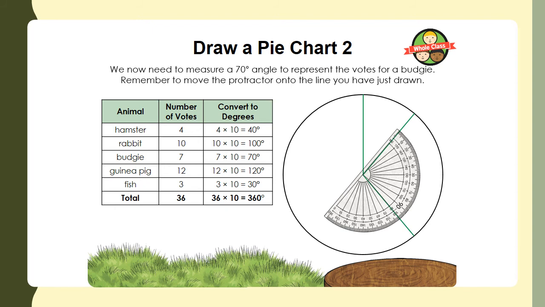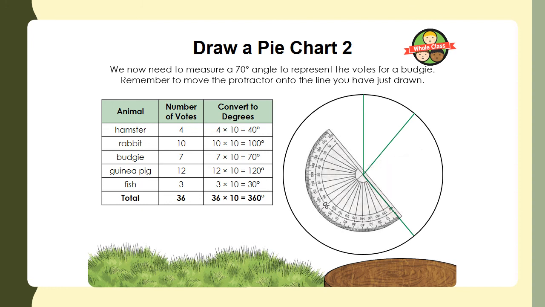Now we need to measure and draw a 70-degree angle to represent the votes for a budgie. Remember, we need to move the protractor onto the line we've just drawn. Still making sure that the center of your protractor is sitting in the center of our circle, but also making sure that the 0 on your protractor, that's not necessarily the start of your protractor, that's the 0 is lined up with the line that we have just drawn. We're looking at the numbers on the outside of our protractor, and we need to make sure, again, we stop at 70 and draw that line at 70. So I usually do a little dot there, a little mark there, then I pick up the protractor and I use the straight edge of the protractor to draw that line going from the center to the outside.